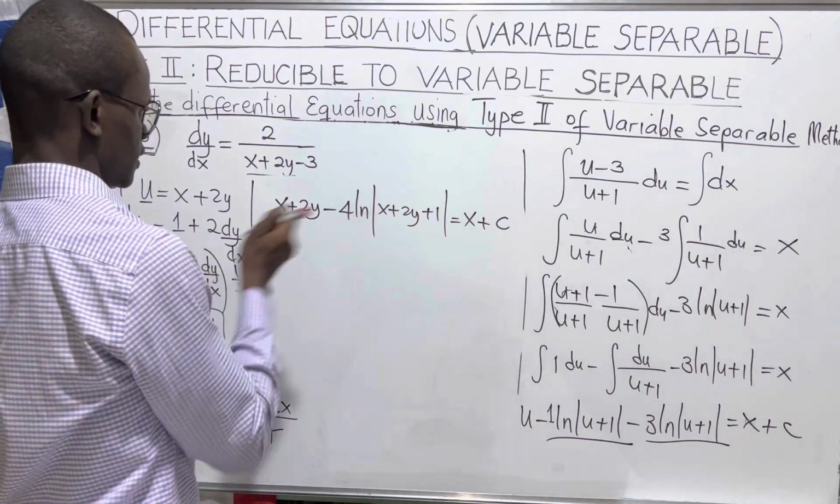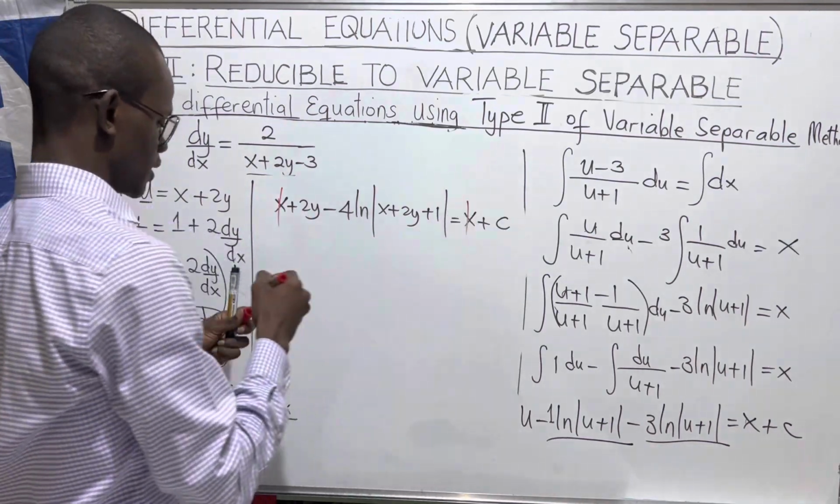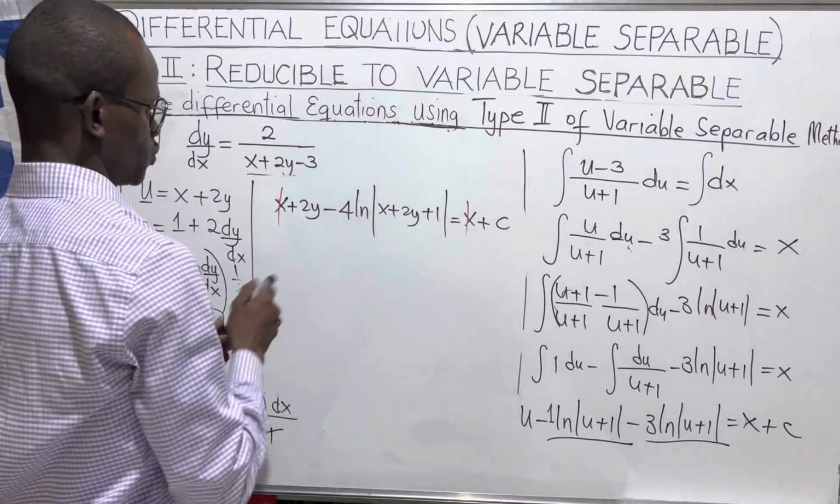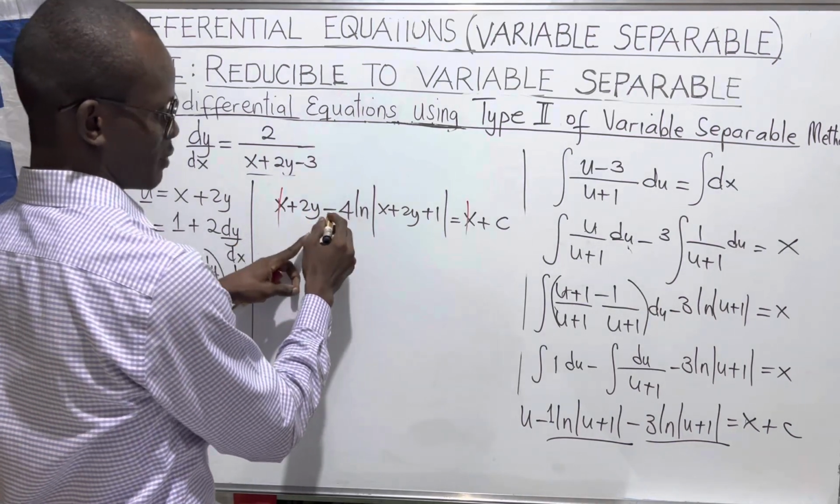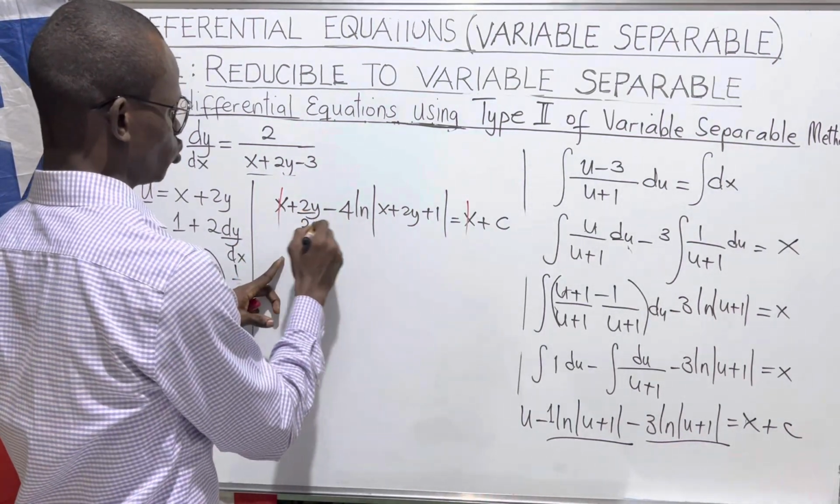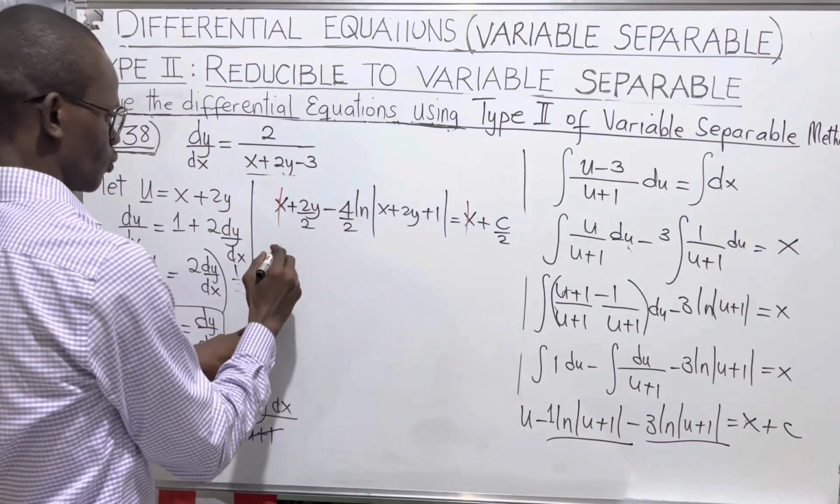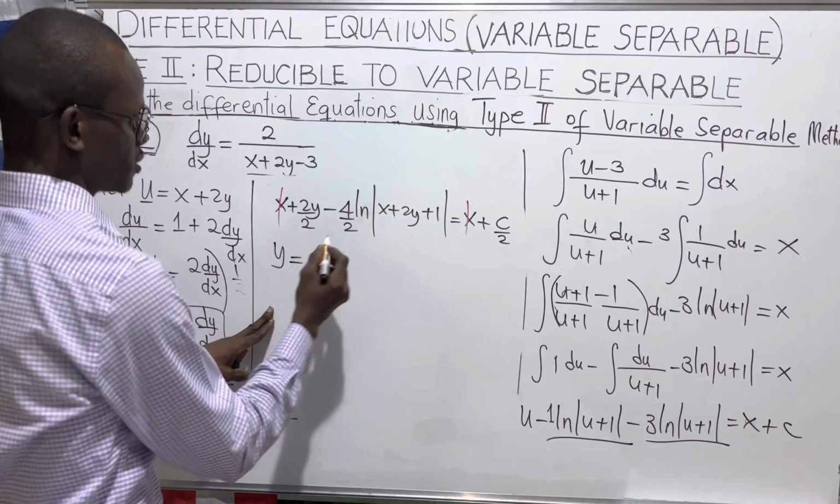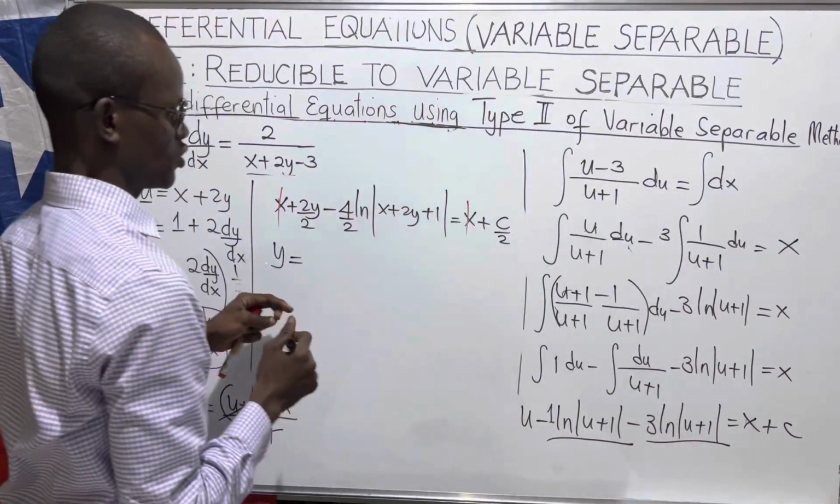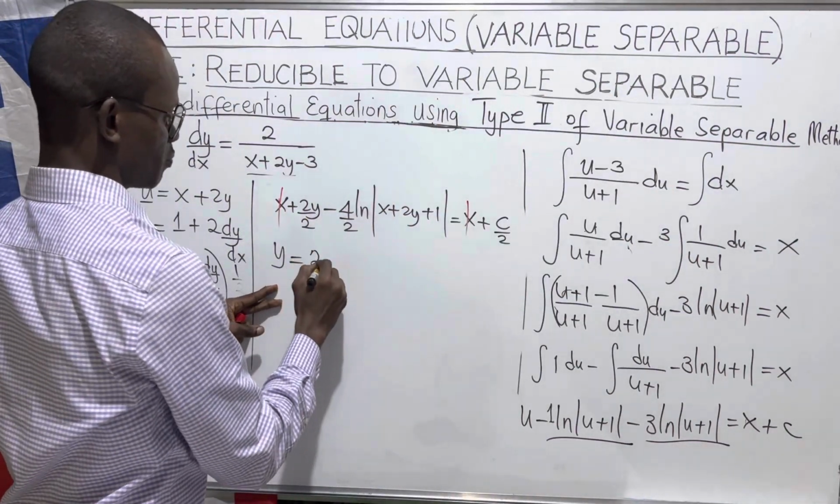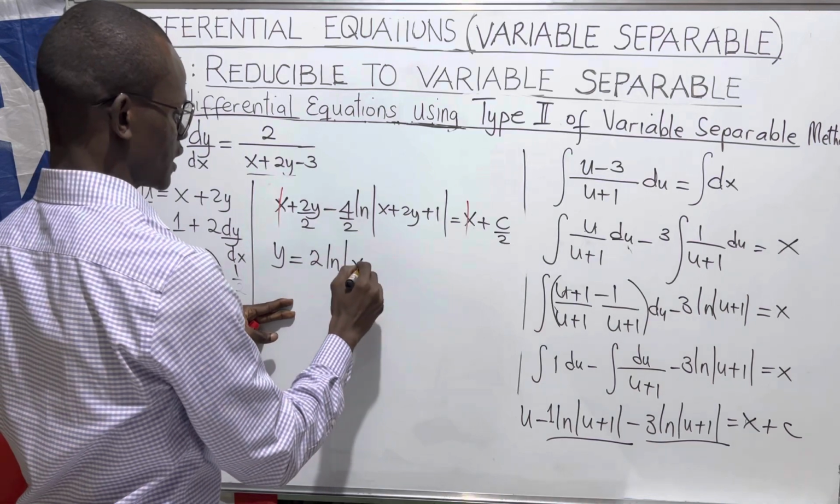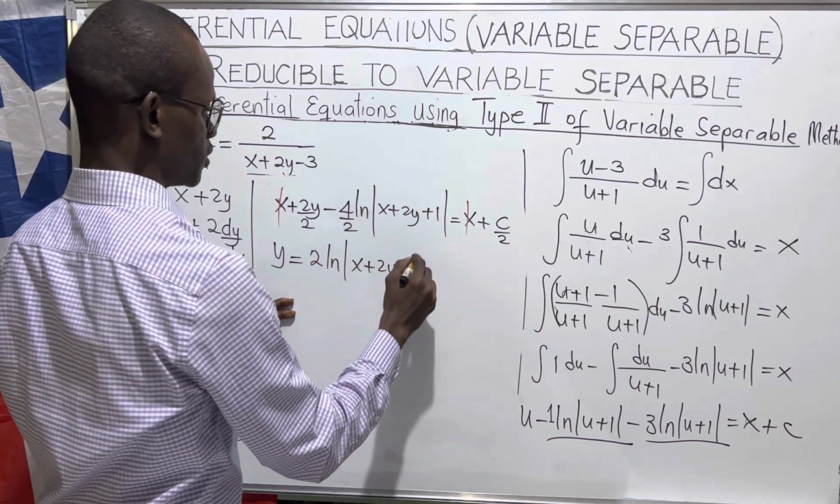So what happens? This x can cancel the other x across. So we are just left with 2y minus 4 ln of x plus 2y plus 1 equals c. We can divide all sides by 2. So we have y equals, and we send this term across, so it becomes positive 2 ln of x plus 2y plus 1.